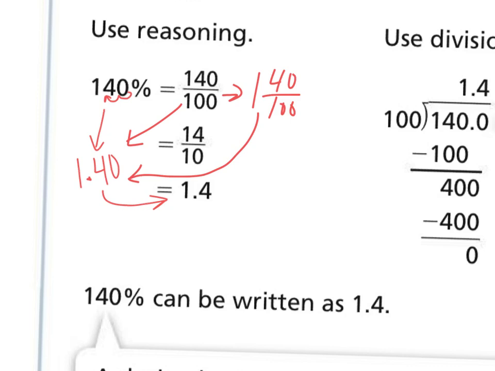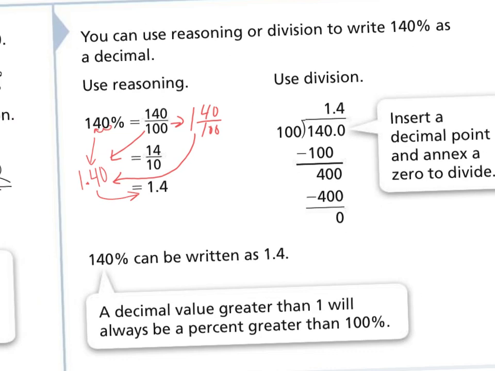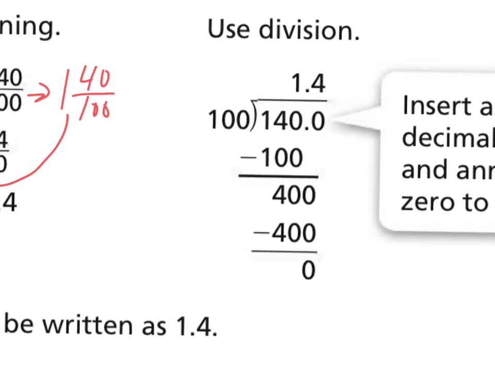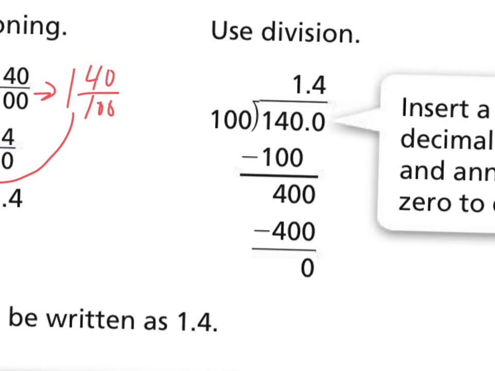If it's more than 100%, you're going to have a mixed number answer, or your decimal is going to be bigger than 1. The other option is you can divide. You can say it's 140 over 100, and then divide that out, and you get 1 and 4 tenths.